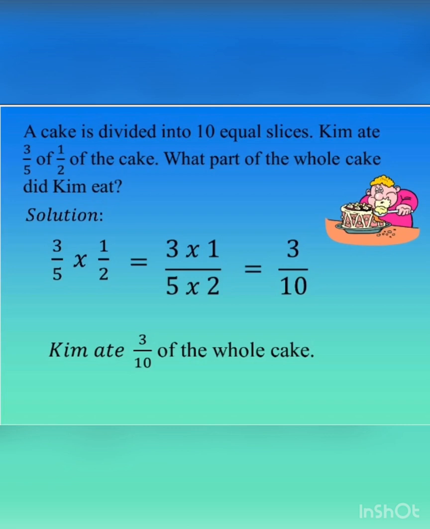My dear students, always keep in mind, the meaning of "of" in mathematics is multiplication. So, first of all, we have to change "of" into multiplication. So, 3 by 5 of 1 by 2 is converted into 3 by 5 multiply 1 by 2. Then we multiply numerators together and denominators together. So we will get the answer 3 by 10. Kim ate 3 by 10 of the whole cake. In this way we can solve any word problem.